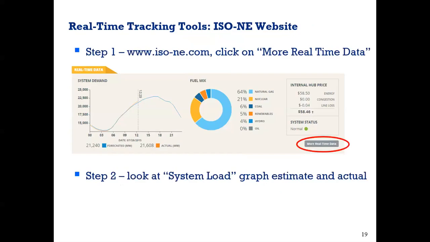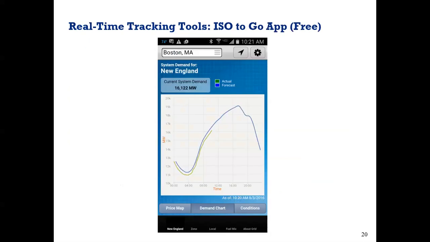We definitely would encourage you to familiarize yourself with the ISO New England website. There's a little information here about how you can track the real-time demand on the grid on one of these peak days. That might be very interesting to you. And if you don't have their app, the ISO2Go app is actually a really great, useful app. It also allows you to track the current actual demand. So that's something great to have as well.